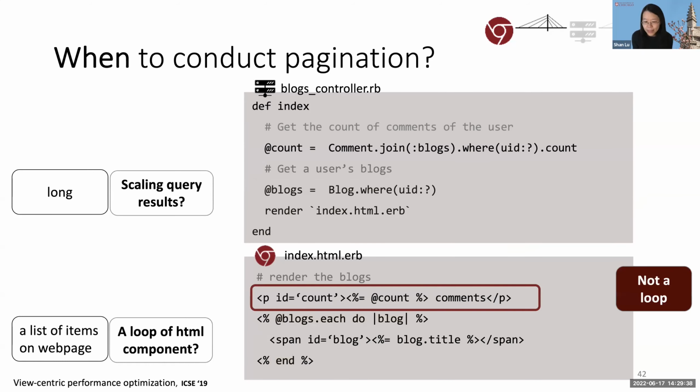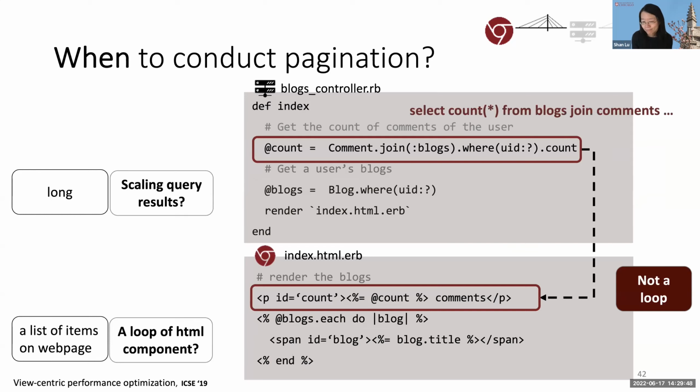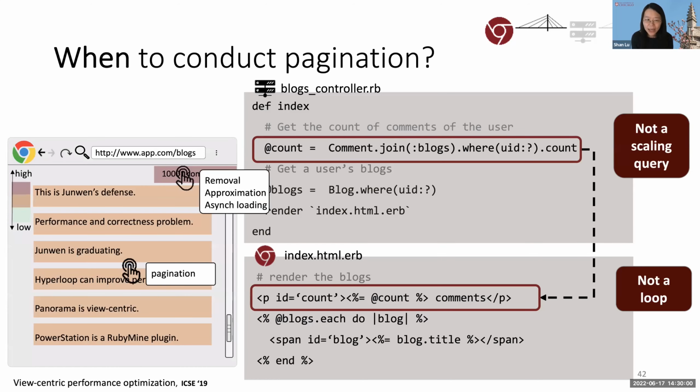Okay, and an opposite example would be like here, where we see that the HTML tag is not in a loop, and you just display a scalar value. So this is definitely not a candidate for pagination. And that's why, eventually, after we do all this analysis, in the interface you will see that pagination is suggested for this blog title list, but it's not suggested for the comment.